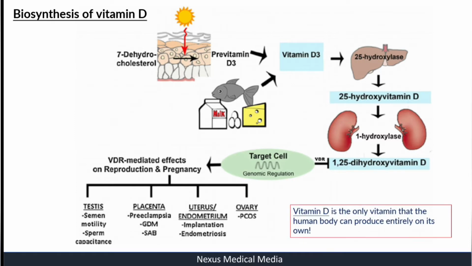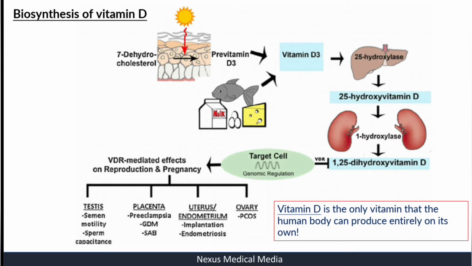Let me remind you that vitamin D is the only vitamin that the human body can produce entirely on its own. Remember, with vitamin K, we said it's not our body actually producing it. It's bacterial, from intestinal flora, and in very small amounts.